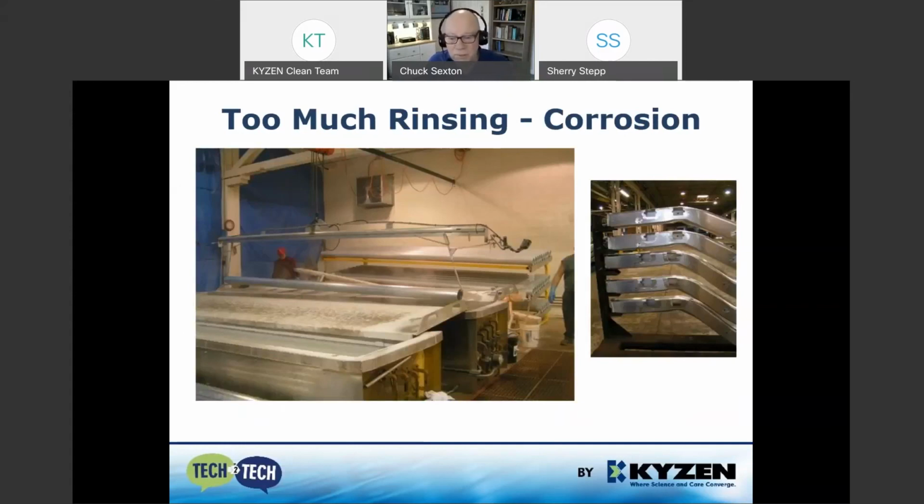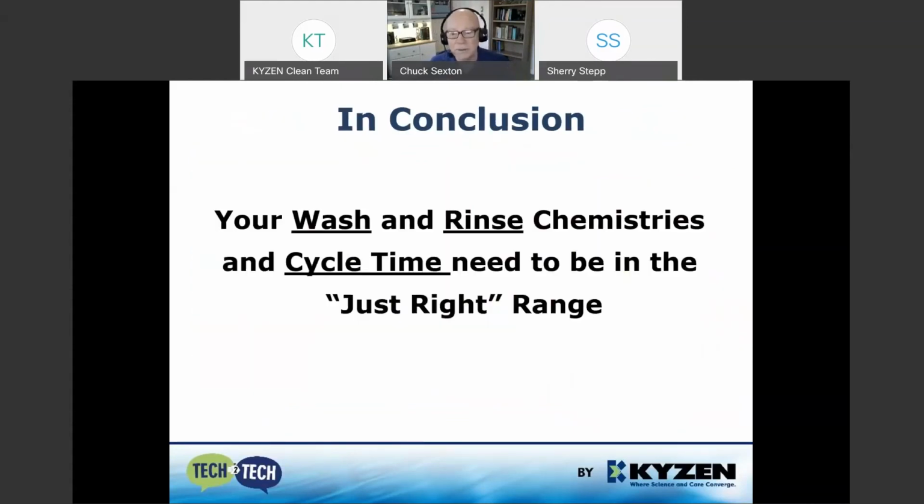This is a good example of tubes that were then hydroformed to produce Corvette frames. And we have a corrosion, these are aluminum tubes. We have a corrosion inhibitor in the wash that protected the aluminum up to about 4 minutes. And after 4 minutes in that second stage, which is a clean water rinse, you could actually watch the aluminum tube start to turn dark. So you can rinse too long. In conclusion, your wash and rinse chemistries and cycle times need to be in the just right range.